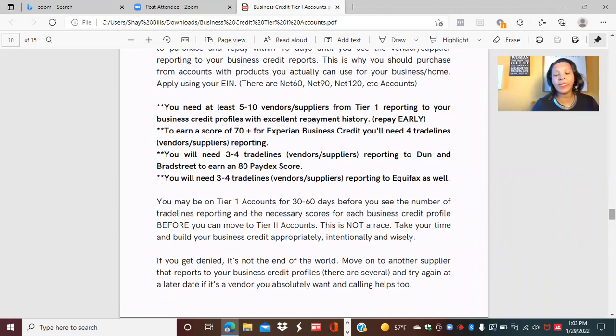So you may be on tier 1 accounts for 30 or 60 days before you see the number of trade lines reporting and the necessary scores for each business credit profile before you can move to tier 2 accounts. So as you are applying, getting approved, purchasing, receiving, and paying off early, it may take you about 30 days before you see the total number that needs to be reporting to all of your credit profiles, okay? This is not a race.